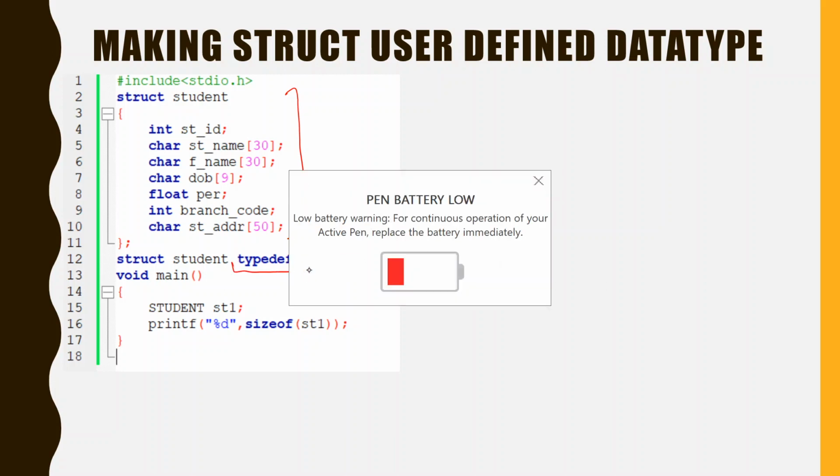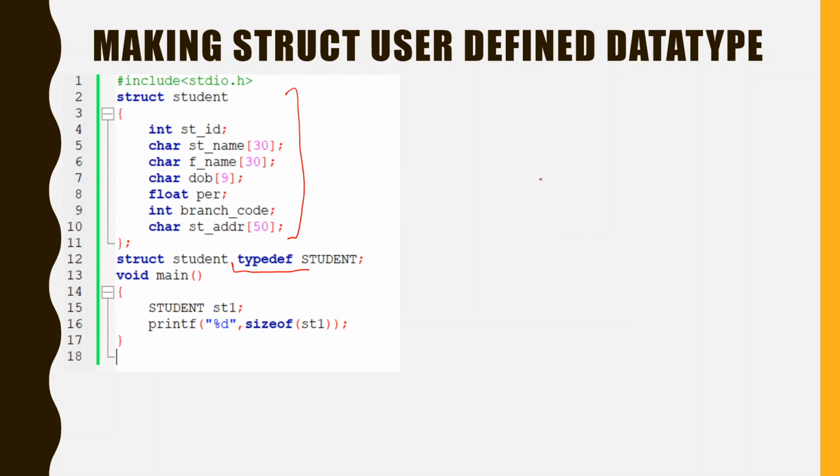Now we have used typedef. We have used the typedef keyword of C programming to define this keyword Student. Now this capital Student is defined as the type of struct student.